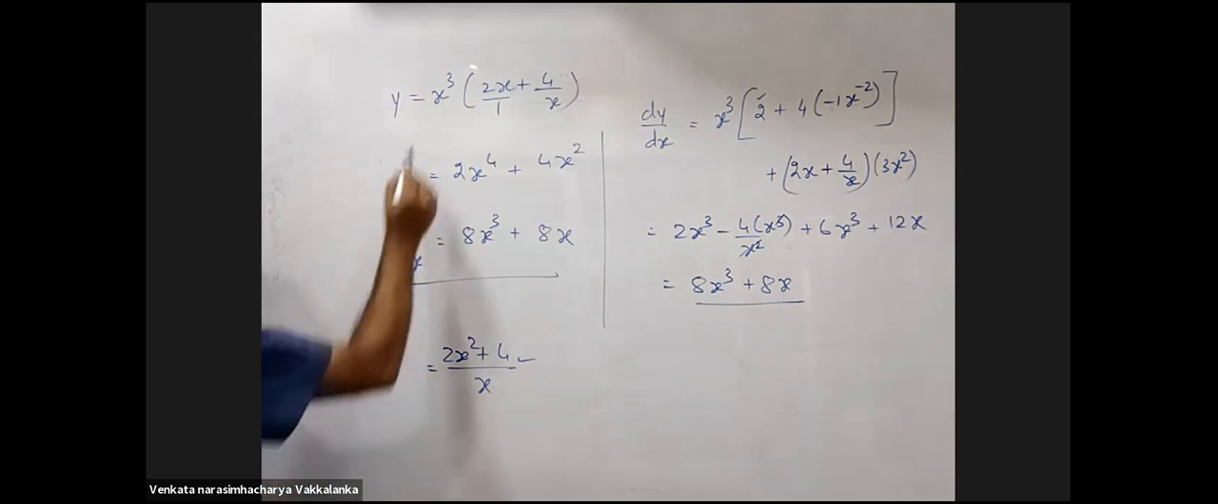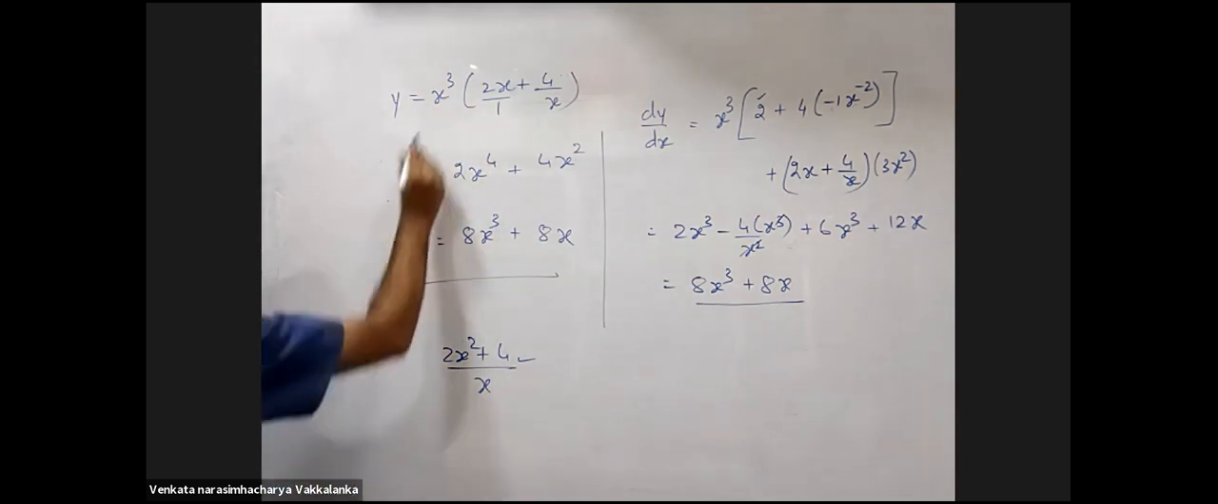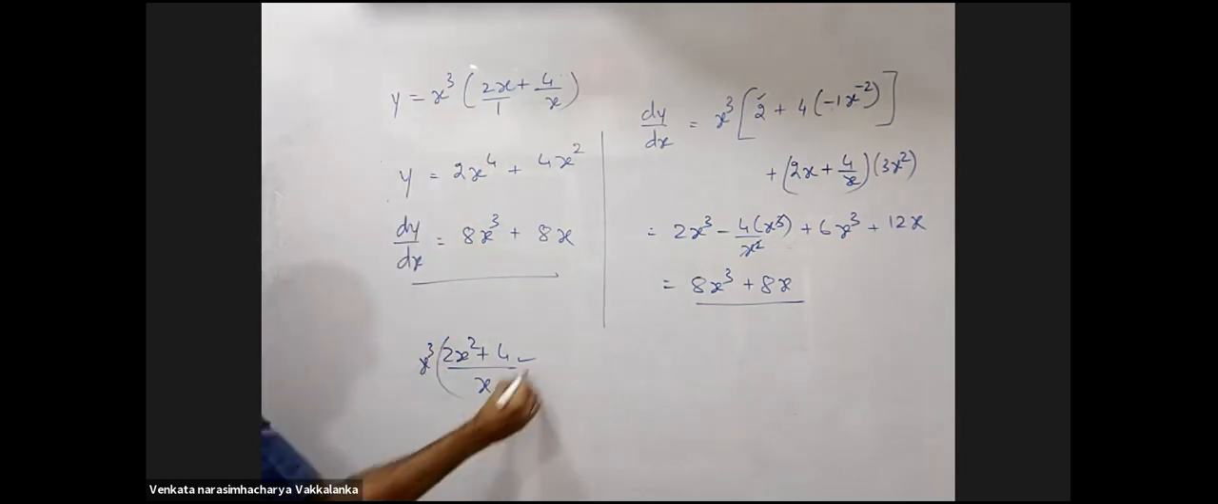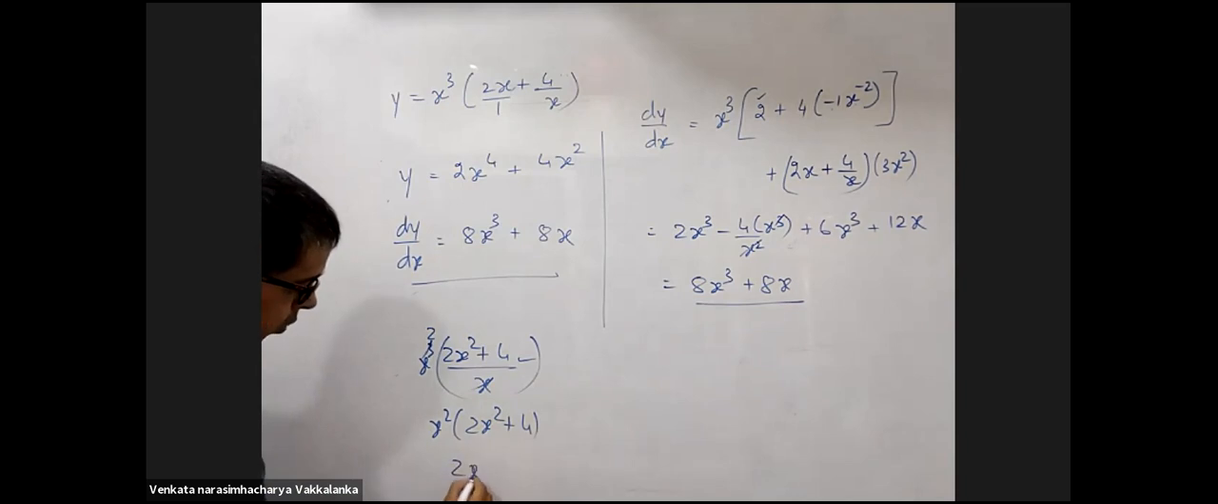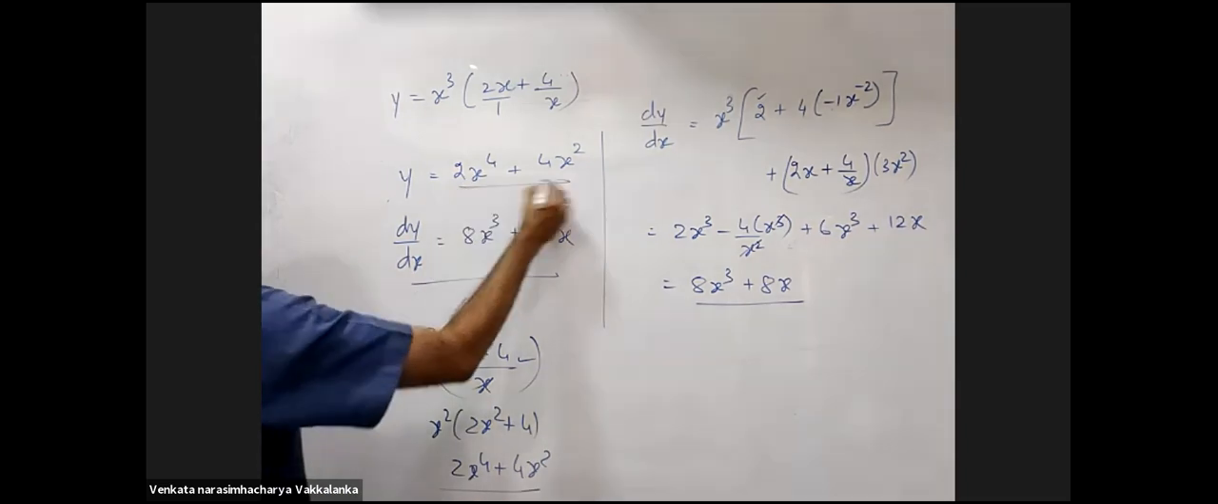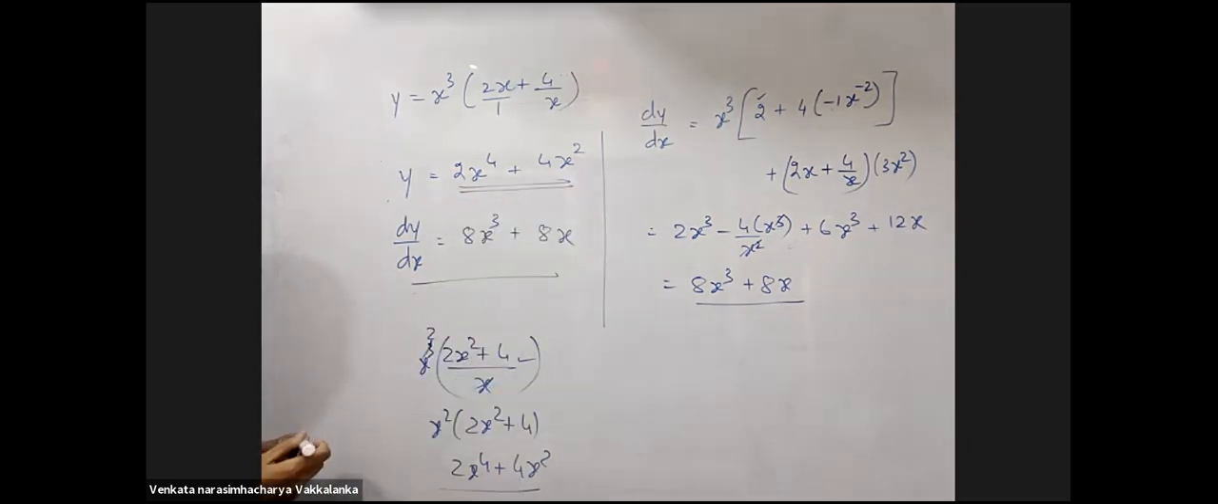You can write this as this. I have no problem. And then what you do is you will multiply this with x square, x cube. That means this will become x square. X square into 2x square plus 4. 2x to the power 4 plus 4x square. I'm okay with it, sir.